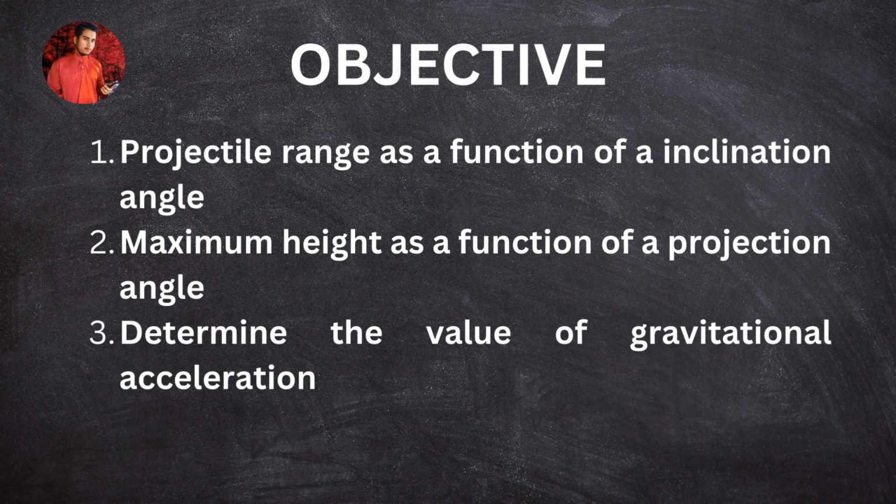Okay, before we go through the procedures, I will tell you the objectives that we are going to observe in this experiment. First, we need to find the projectile range as a function of inclination angle. Second, we need to find the maximum height as a function of the projection angle. And the last one is we want to determine the value of gravitational acceleration.